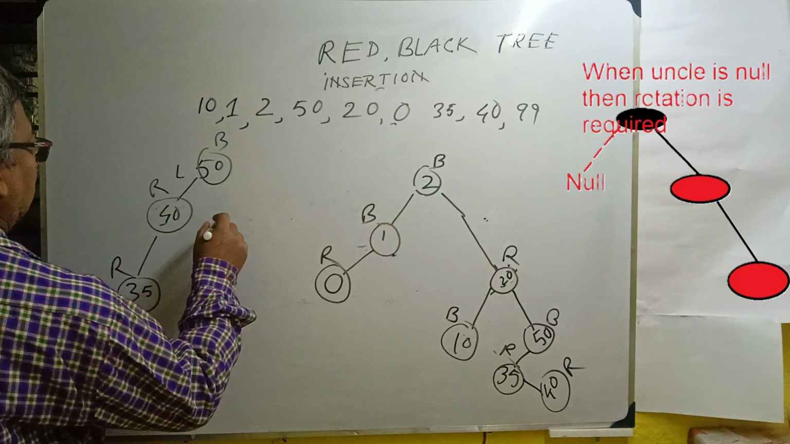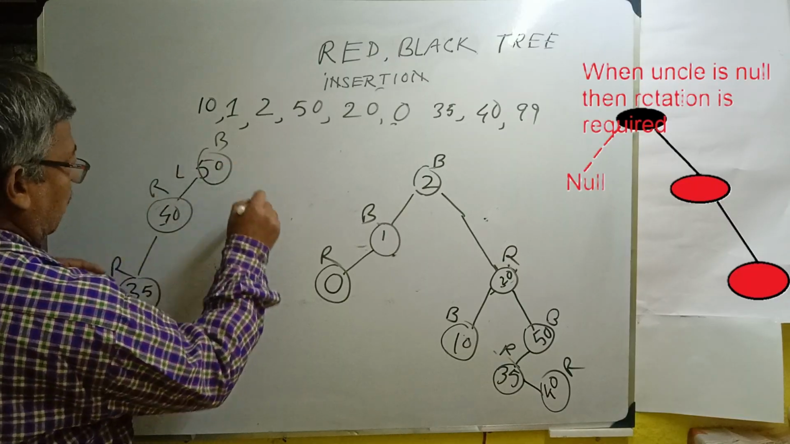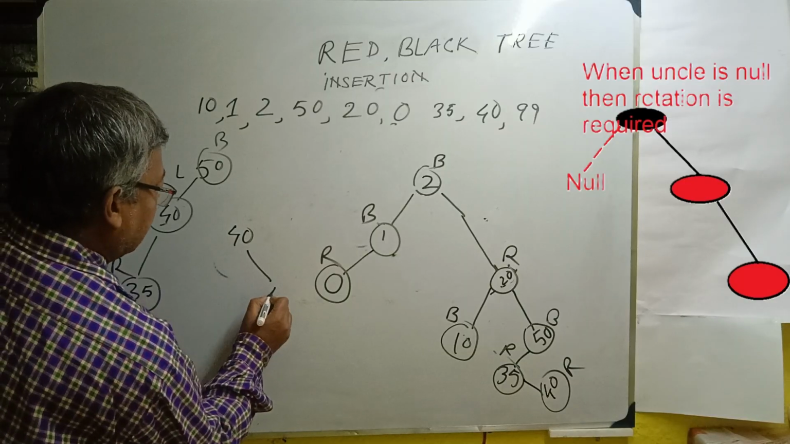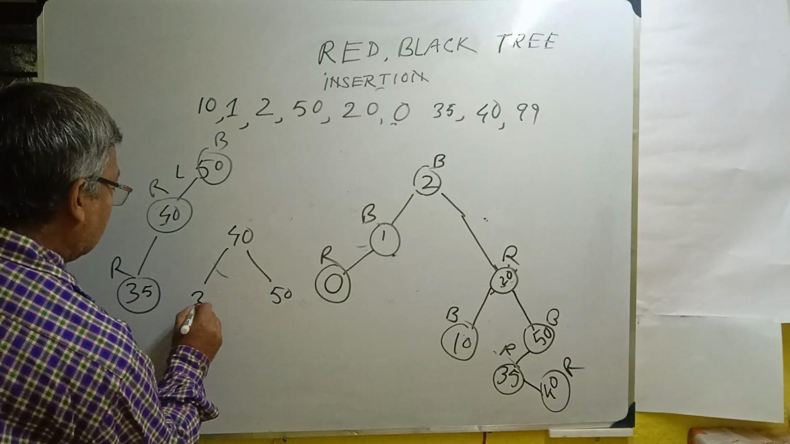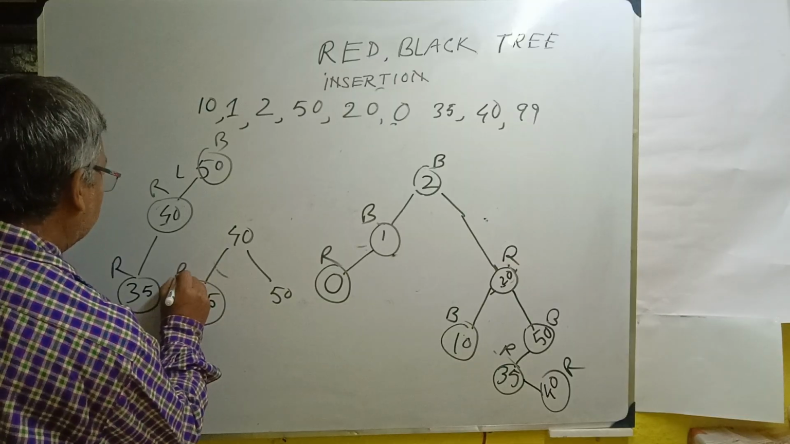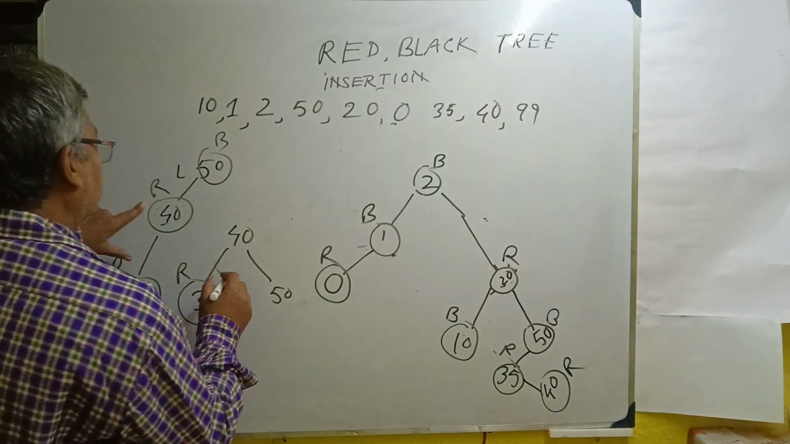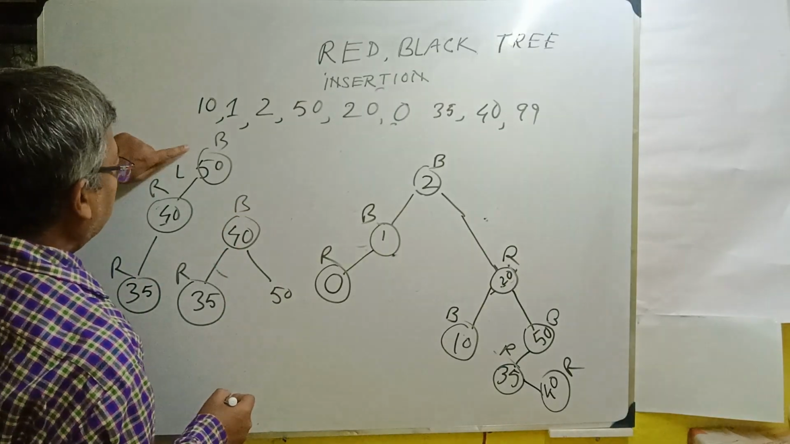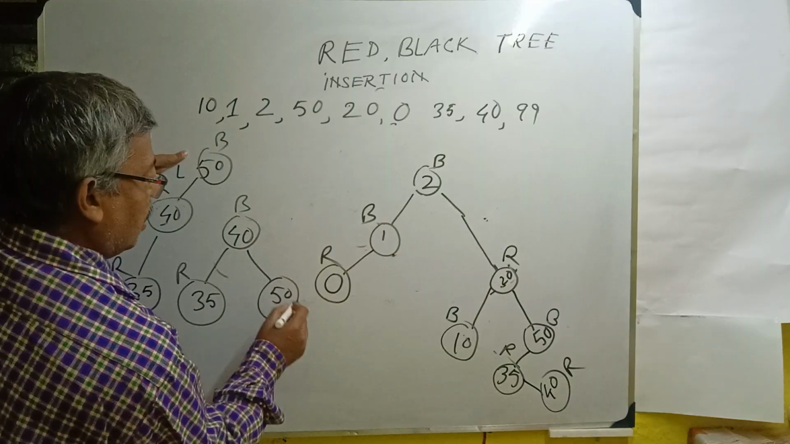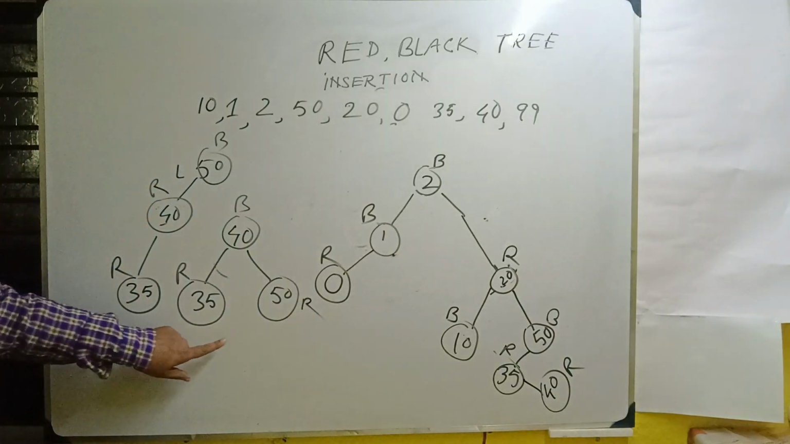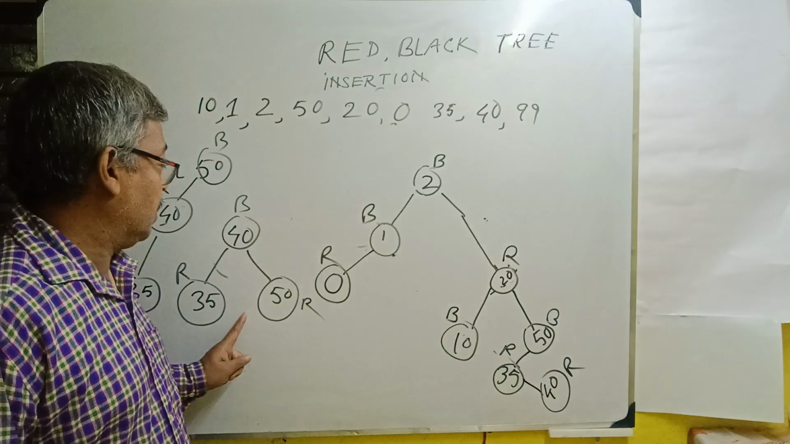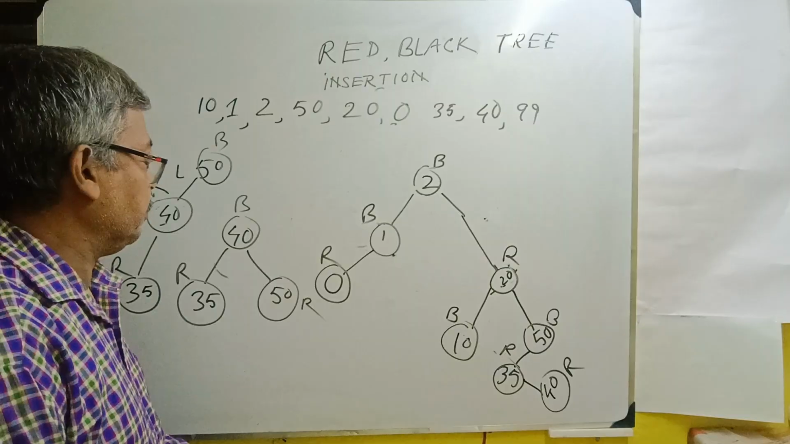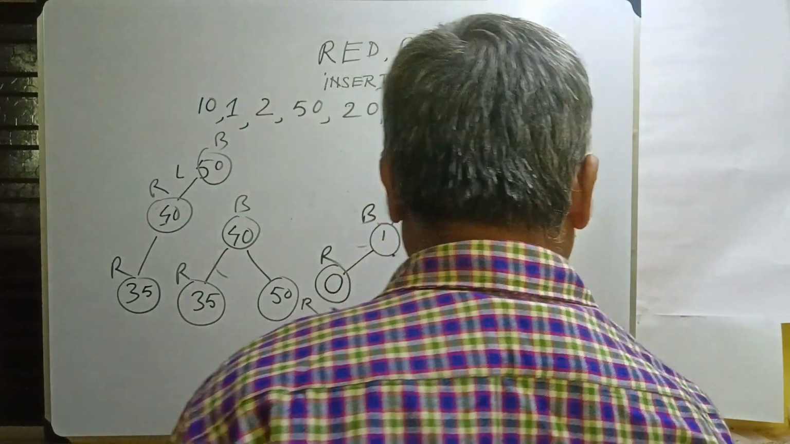And now we have to make a rotation, that is a right rotation. So 40 will be at that position, 50 at the lower position, and also 35 at its position. Color of 35 is red, color of 40 changes from red to black, color of 50 will be black to red. Okay, so this is the final position after rotation of the lower portion. So 40, 35, 50.